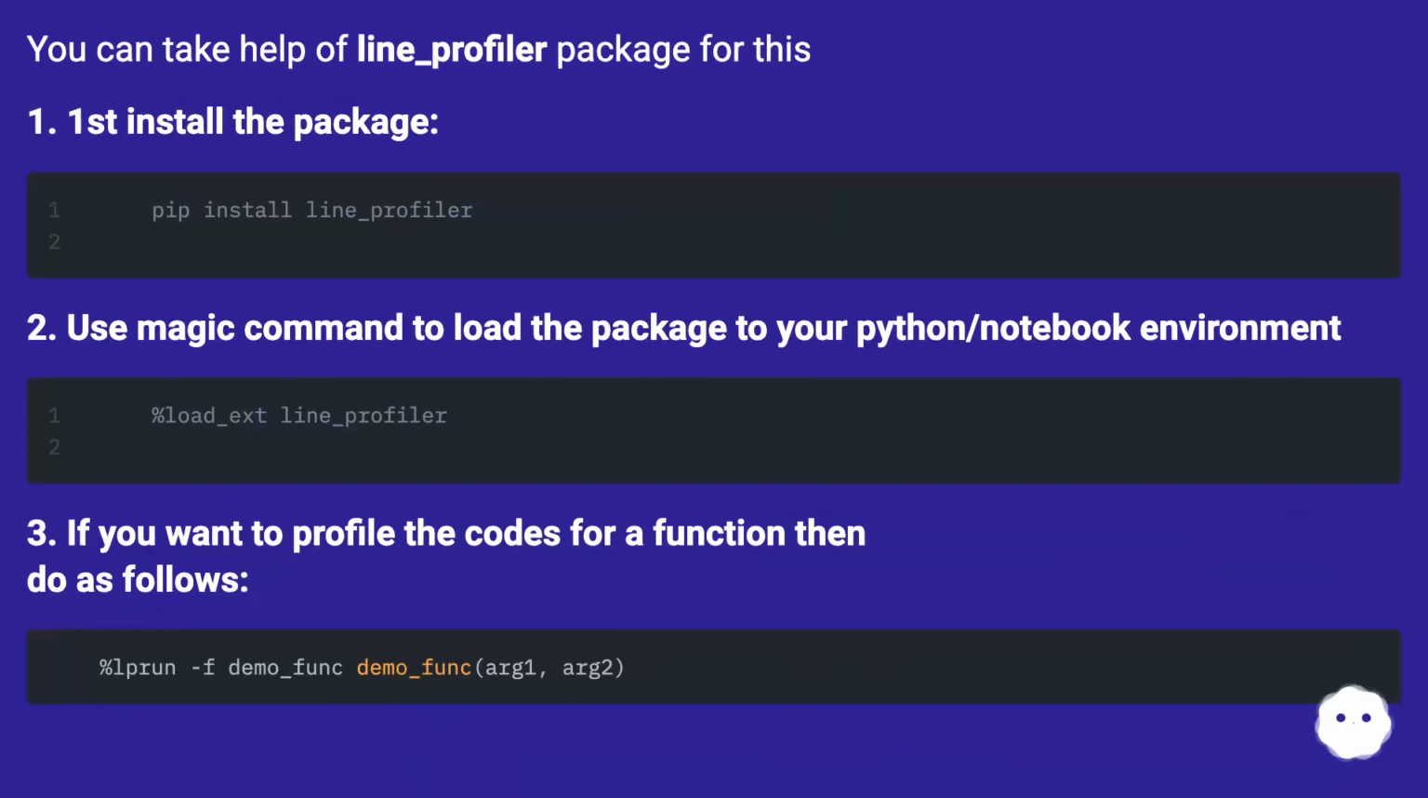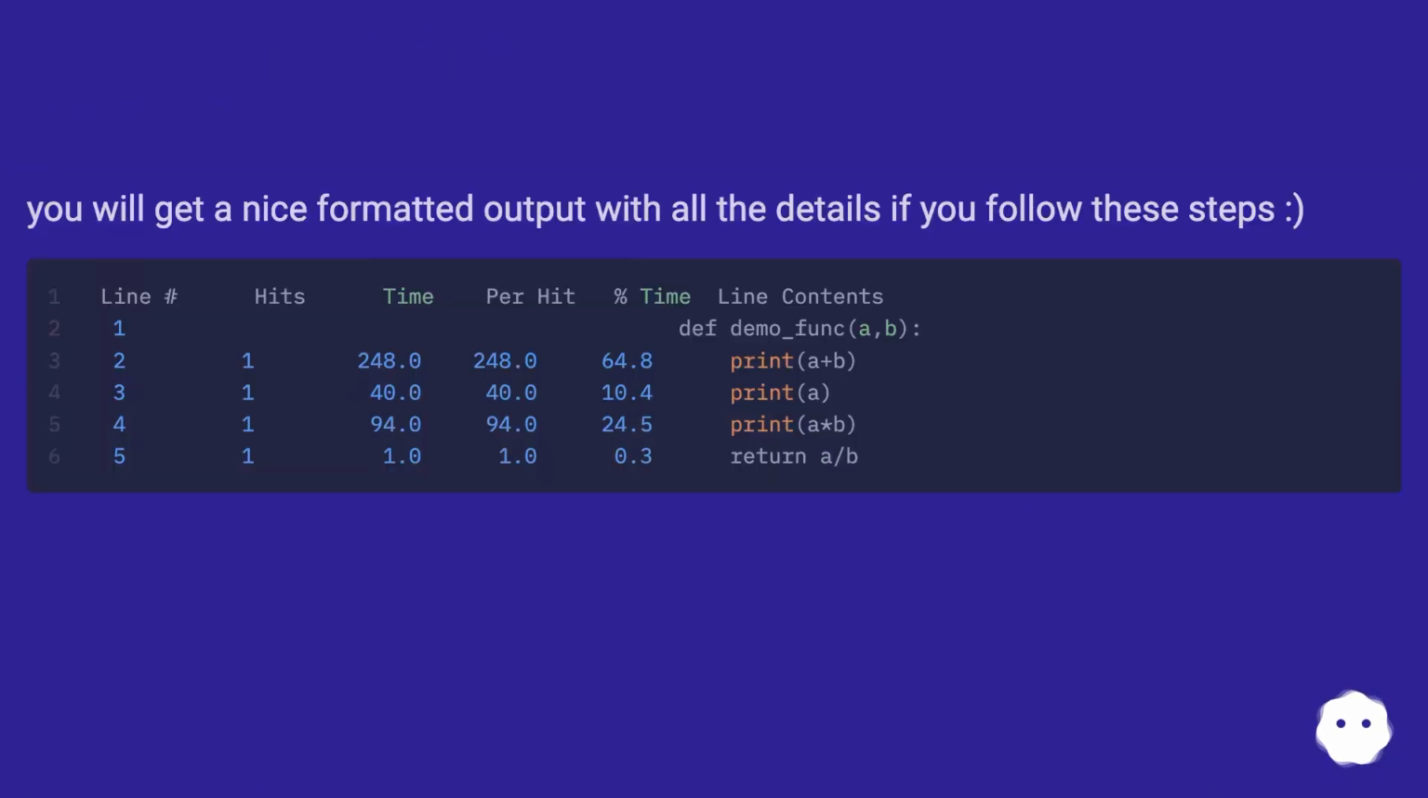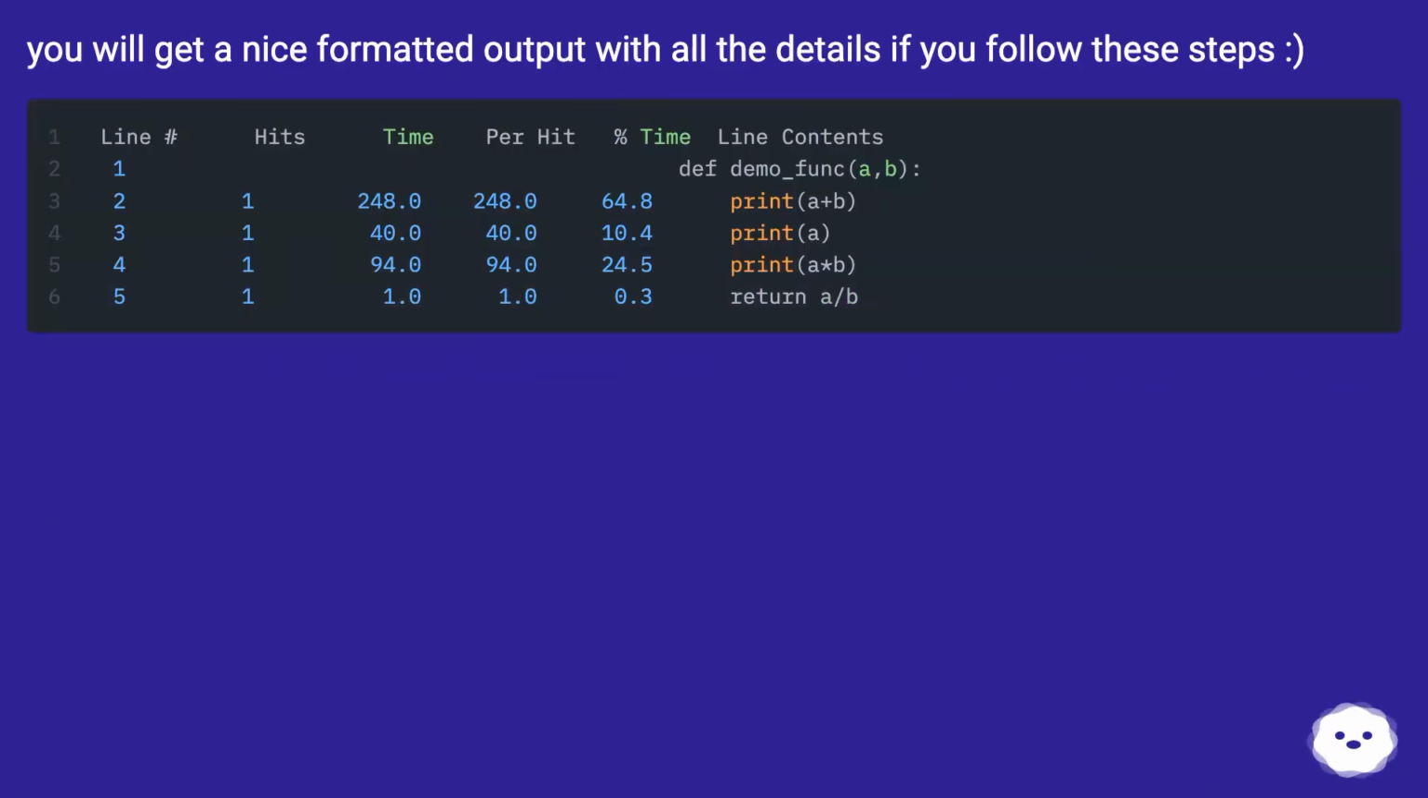You can take help of the line_profiler package for this. 1. First install the package. 2. Use magic command to load the package to your Python/notebook environment. 3. If you want to profile the code for a function, then do as follows. You will get a nicely formatted output with all the details if you follow these steps. Smiley face.